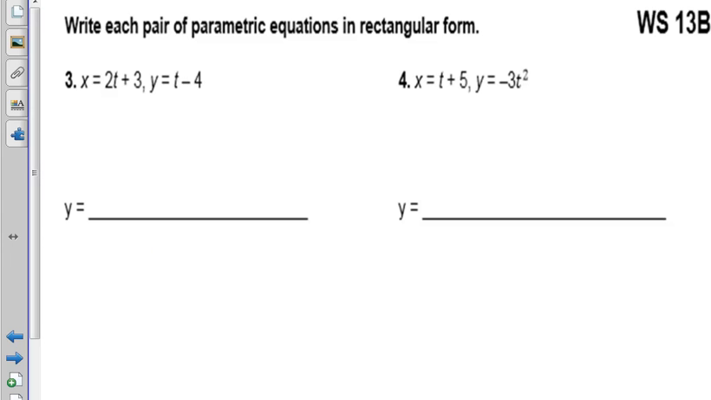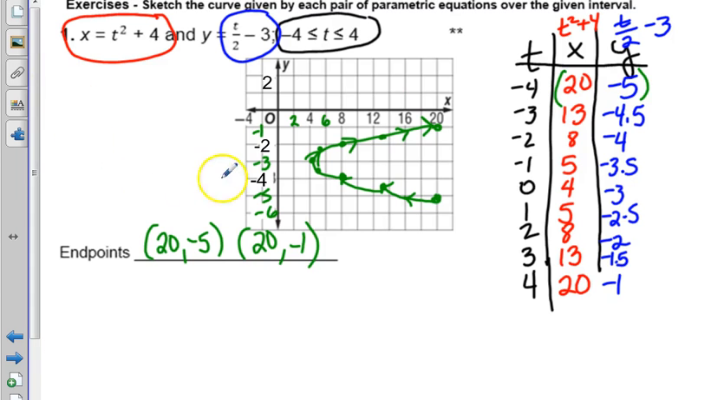let's go back. I'm going to go back to this number 1. How would you get this to say either x equals or y equals? How would you eliminate the t? We need practice with eliminating the t. This doesn't go well for students.